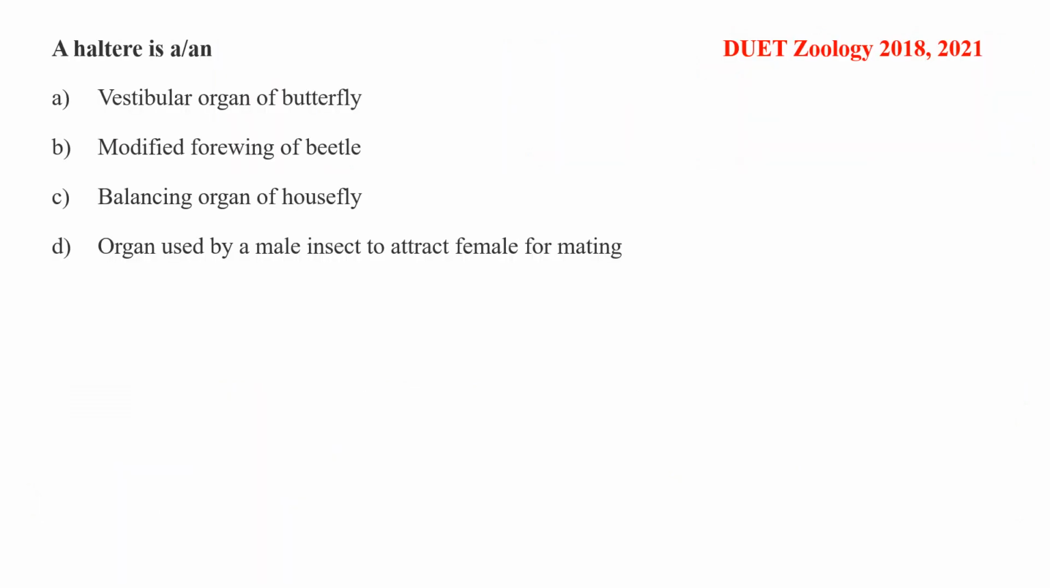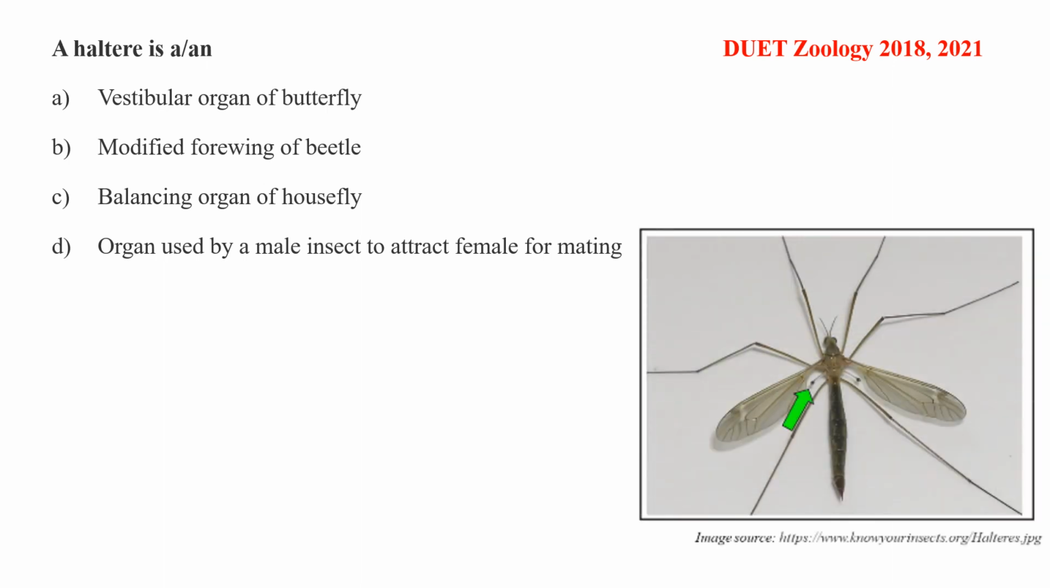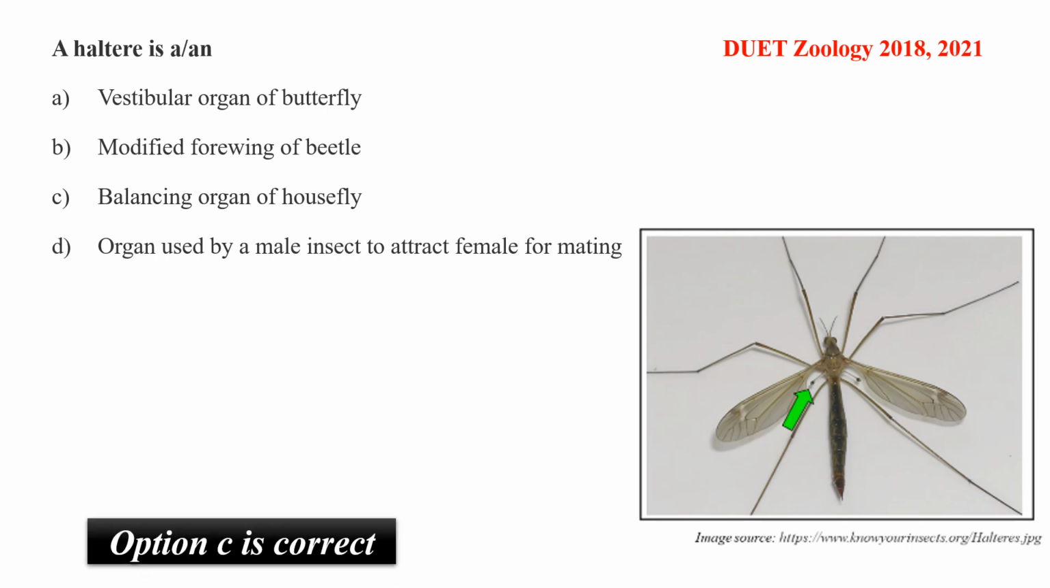A halter is a vestibular organ of butterfly, modified forewing of beetle, balancing organ of a housefly, or organ used by a male insect to attract female for mating. See, halter is a club-shaped organ of flying insects, which provides information about body rotation during flight, just like a gyroscope, and hence it is a balancing organ of a typical diptera. So option C would be the correct answer for this question.